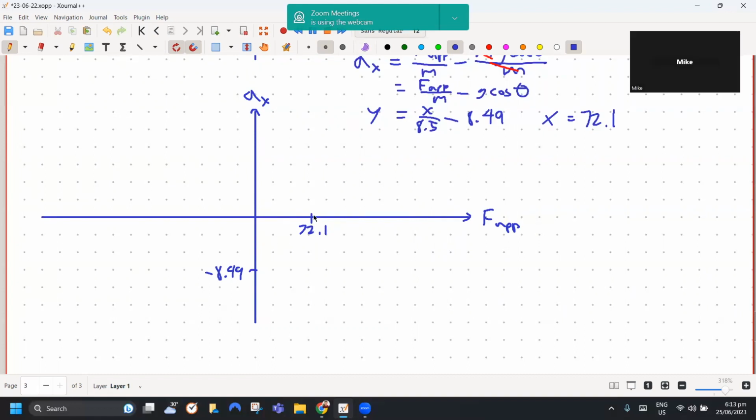Okay, ngayon, ano yung graph ng acceleration versus F applied for this situation? Okay, here, tapos mga 8.5 yung slope. Look at your equation. Intercept. Okay. So, yung line, kung equation of the line, yan yung lalabas, di ba? And then ask yourself, alin dyan yung physically reasonable?